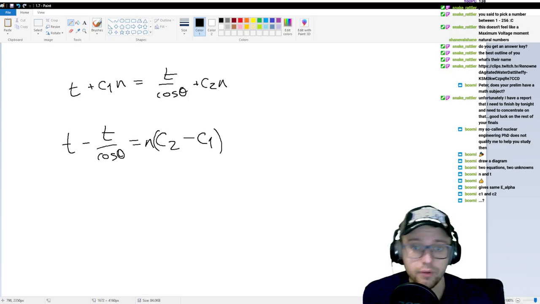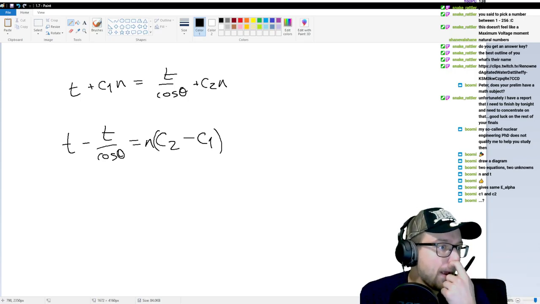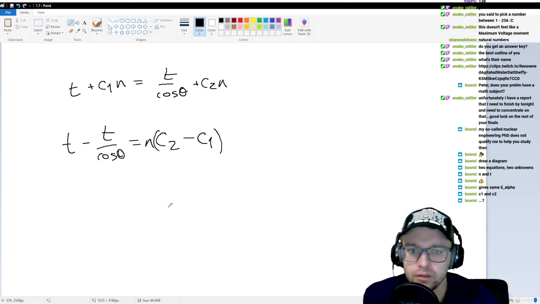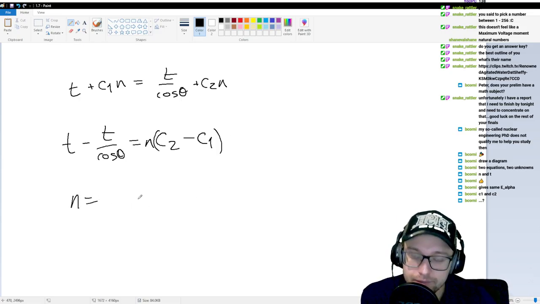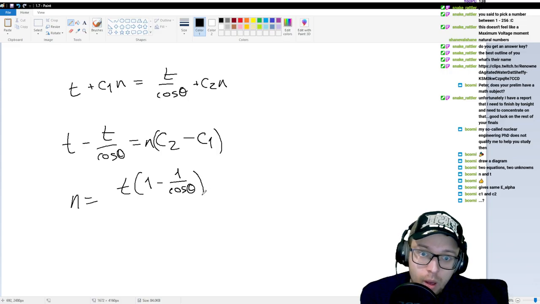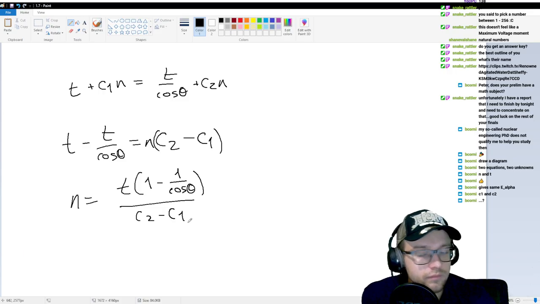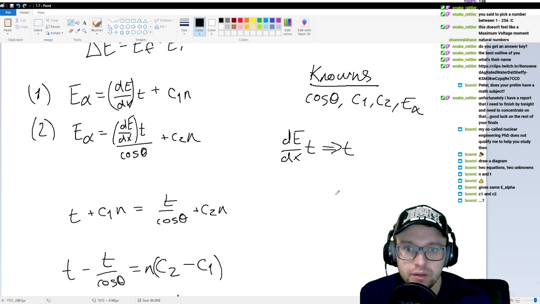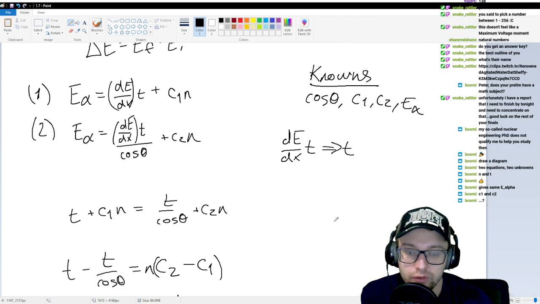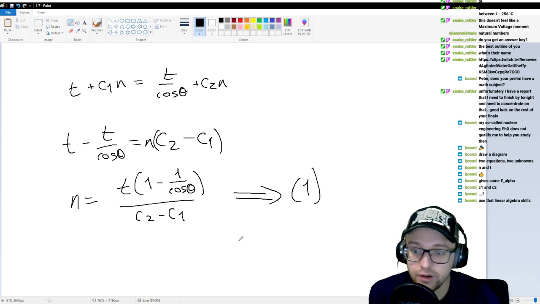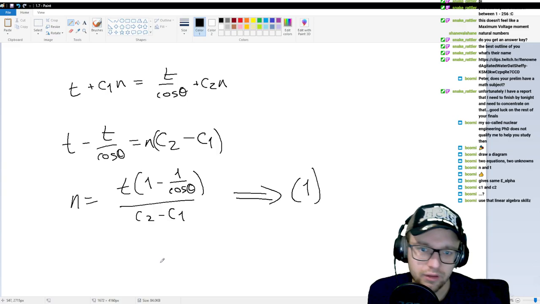N's going to be probably easier to solve for, I think. No, we're solving for the thickness, though. I think. Well, let's just solve for N. So that's going to be T times 1 minus 1 over cosine of theta, over C2 minus C1. And let's plug that bad boy into one of our beautiful equations, like equation one, for example. Use those linear algebra skills. Ugh, matrices? Who are they? I don't know those.